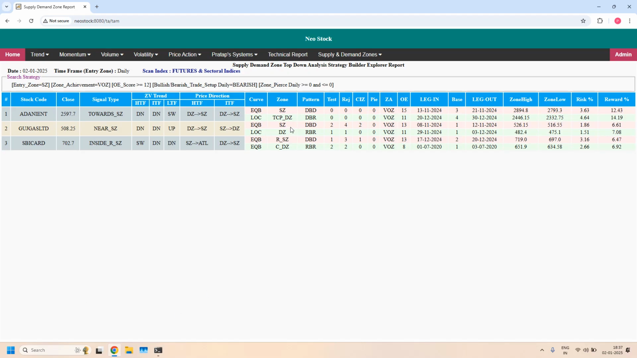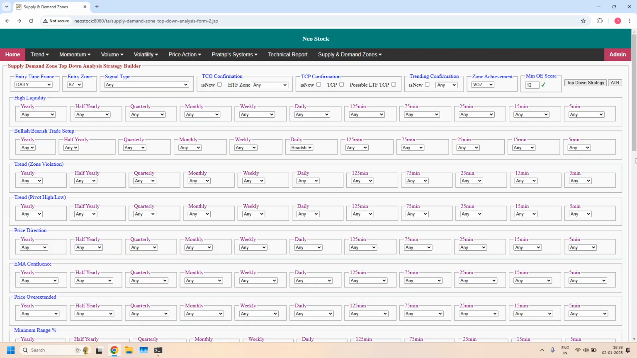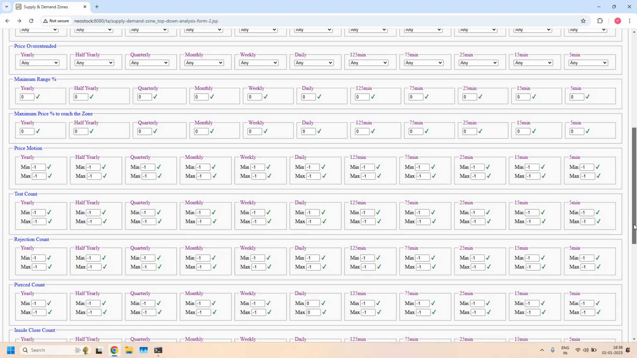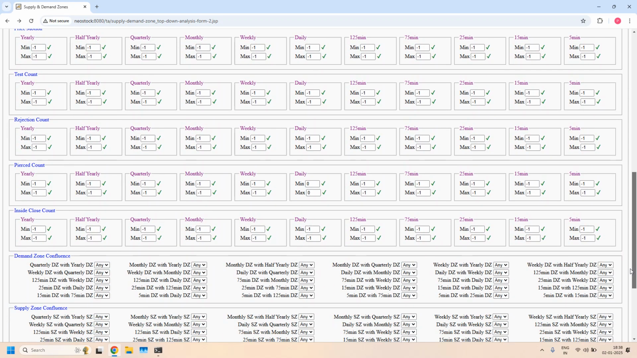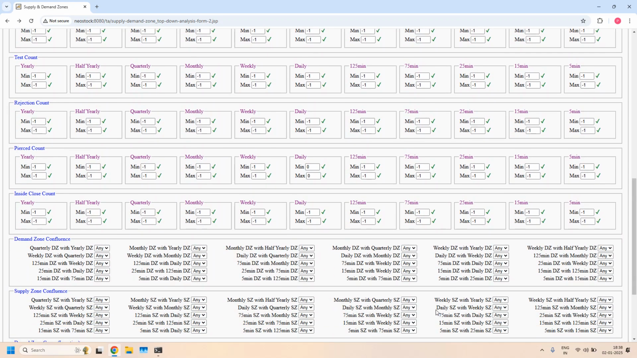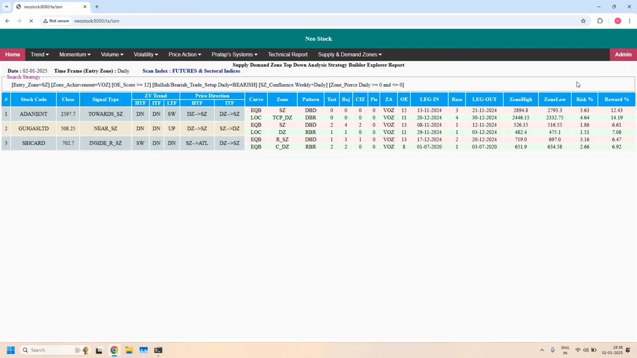Out of these three, some are having high liquidity zones as a high probability. And we can also further filter based on zone confluence. First filter is LTF and ITF supply zone confluence. Let's verify how many stocks we get. That is the daily and weekly supply zone confluence. Let's filter. We got all the three stocks.